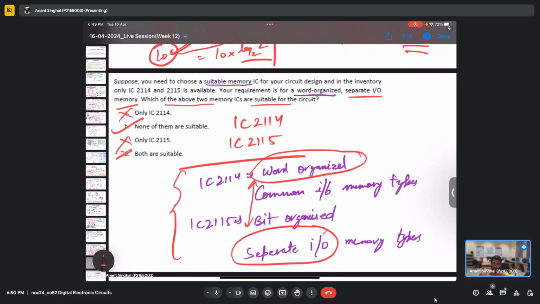So I hope it is clear. It sounds a bit confusing that it is asking which of the two memories are suitable. Which of the two means either IC 2114 will be suitable or 2115, but we will require IC 2114 for the word part, and we will require separate IO pins from IC 2115. So we need both the ICs to work together. That is why none of them are suitable. Is it clear?